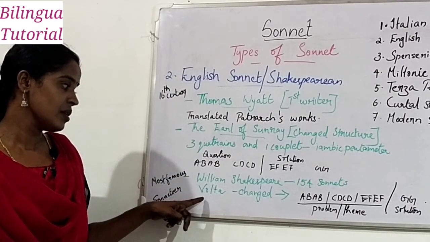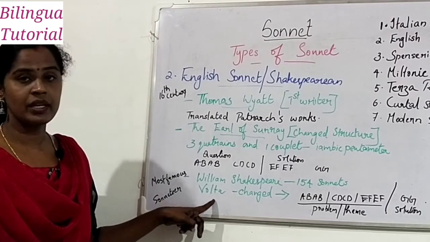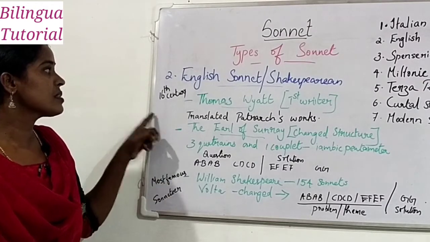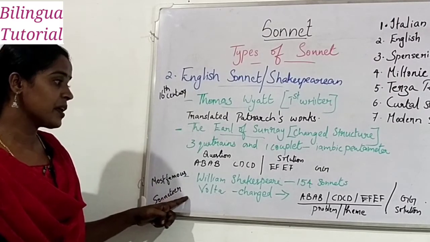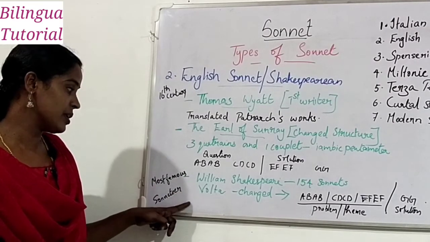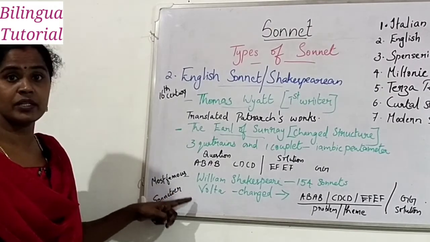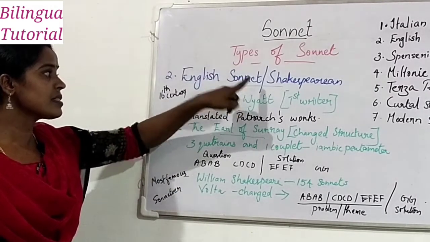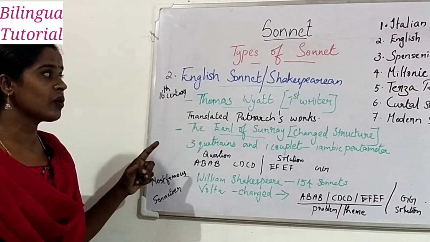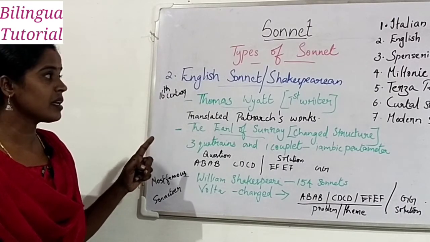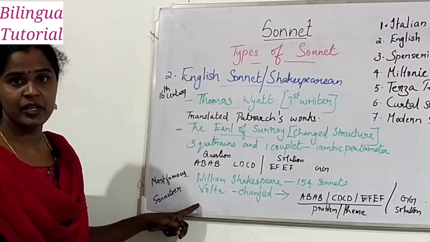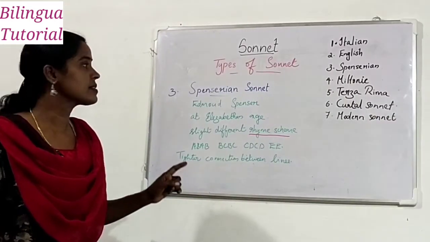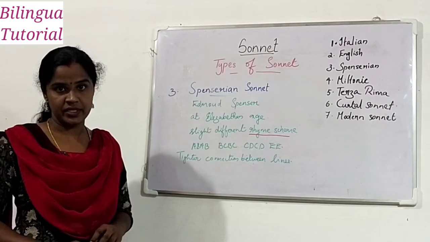Actually, there is no change in structure, but the volta is changed. So this is all about the English sonnet, and Shakespeare wrote 154 sonnets and he is the most famous sonneteer. That's why this section, the English sonnet or Elizabethan sonnet, is named by this man's name, the Shakespearean sonnet. Okay, then it is the Spenserian sonnet.